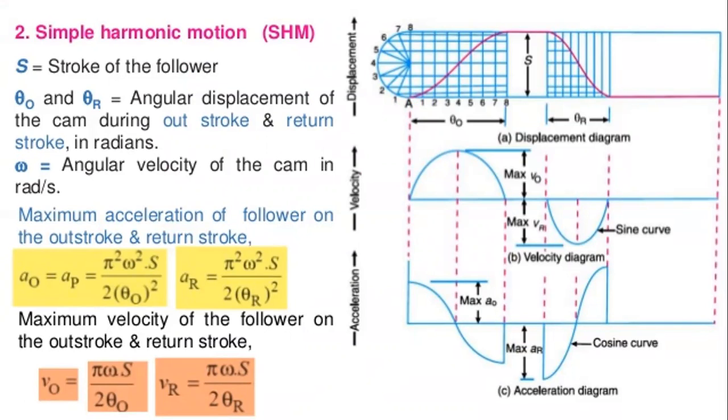So here we can see the formulas for the simple harmonic motion. Capital S indicates the stroke of the follower, and theta O and theta R are the angular displacement of the cam during the outward stroke and the return stroke. So theta O is indicated as the outward stroke and theta R as the return stroke.